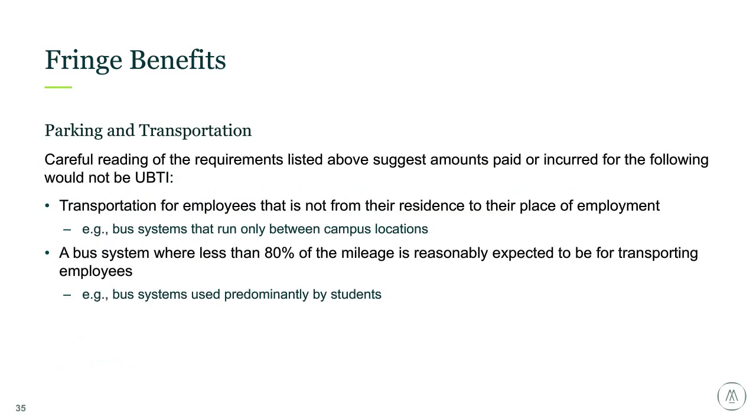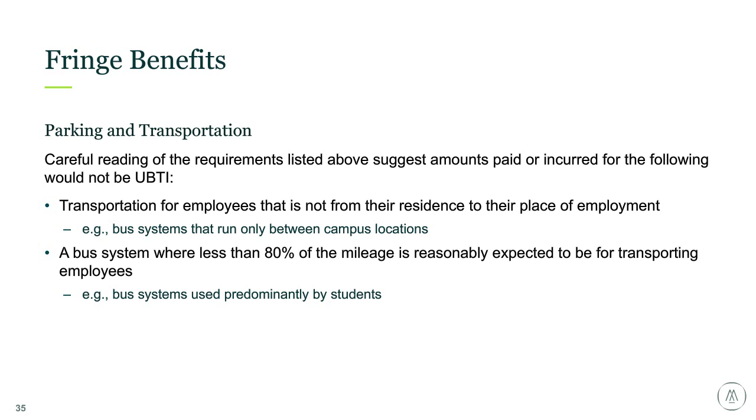Looking at parking and transportation, organizations have all types of different situations, but transportation would really be something that you're providing to your employee to get from their residence to their place of employment. So if you have a campus where there's a bus that circles around to allow you to get around campus, that transportation system isn't an expense that helps commuting from home to work. So that is likely not going to be considered a transportation expense that you have to include as UBI.